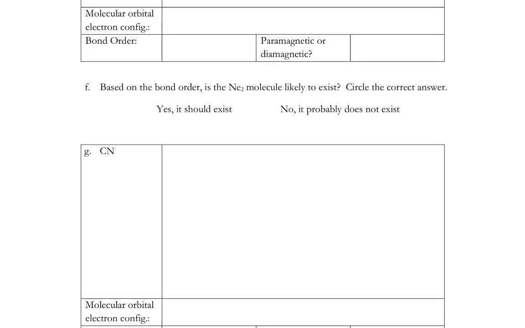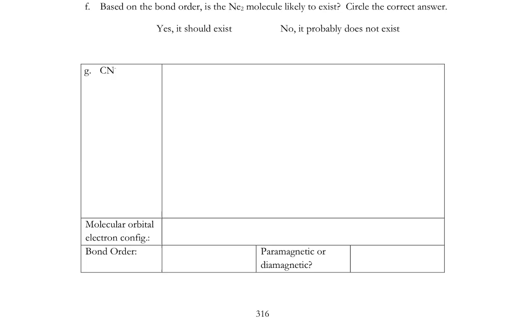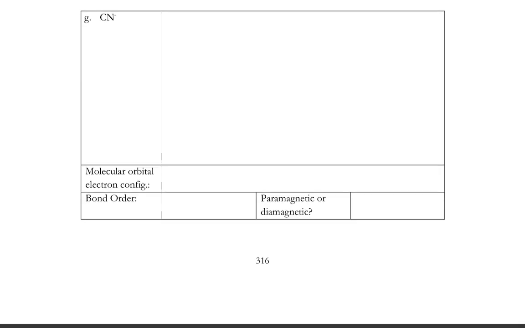Then you're working with CN minus, running through all of this stuff with it. And that's it. So when you are happy with your work, scan it as a PDF file and submit.